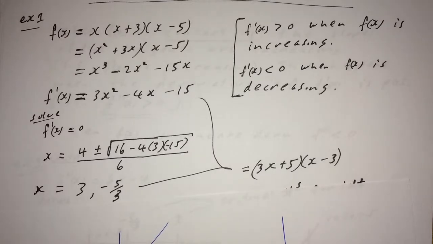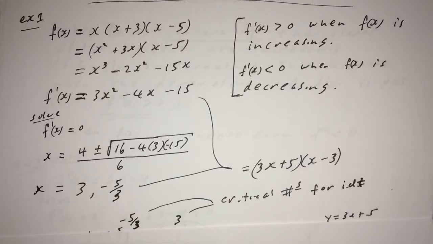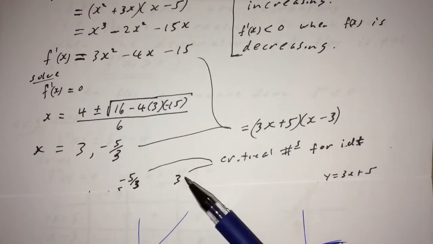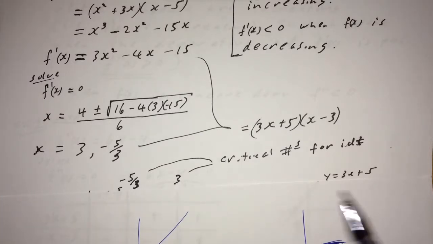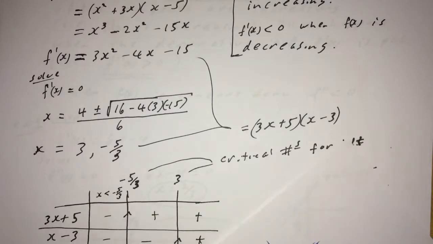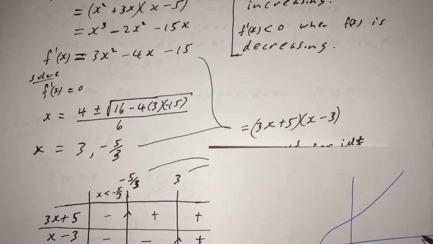The only thing we don't really know is where the maxes and mins are. This is going to tell us a little bit about that. Basically they're going to happen at 3 and negative 5/3. Okay, so we call 3 and negative 5/3 critical numbers. Those are two of the numbers that we're going to use to break up the whole number line.